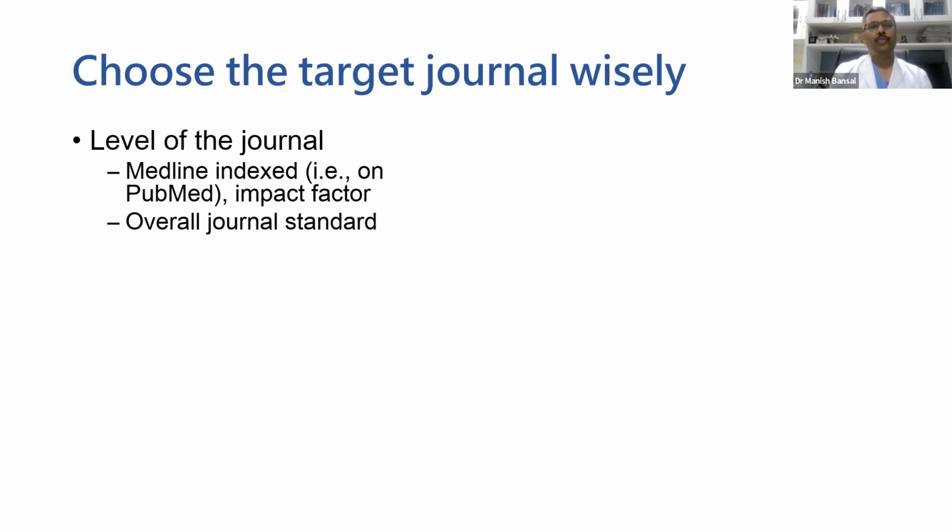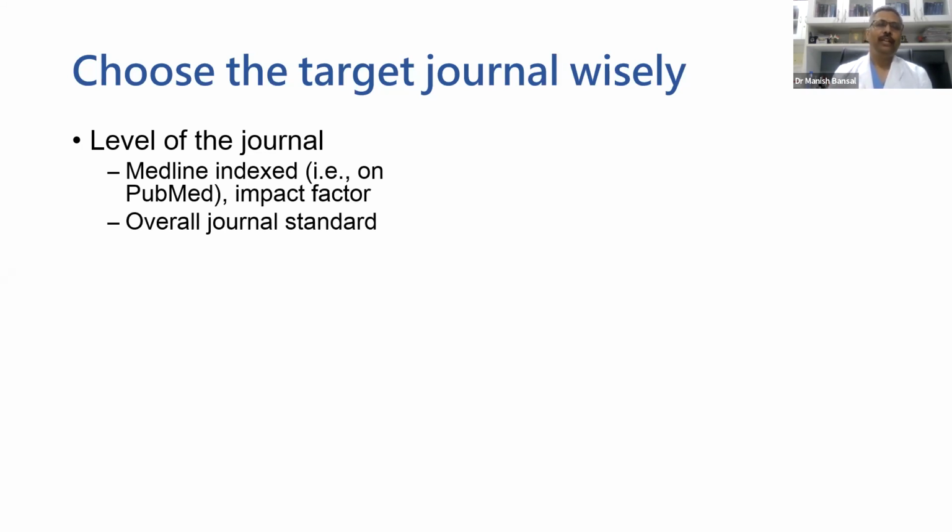Now, how do we find out which journal is on PubMed? Most of the good journals mention this on their website, but the other more foolproof method is to do a search on PubMed. Try to look for that journal, type the name of that journal in the PubMed search box, or try to look for articles recently published in that journal on PubMed. If we find those articles there on PubMed, then that will confirm the journal is on PubMed.